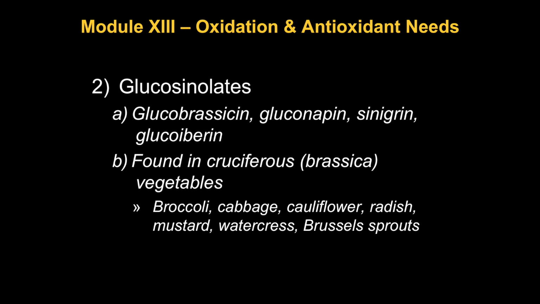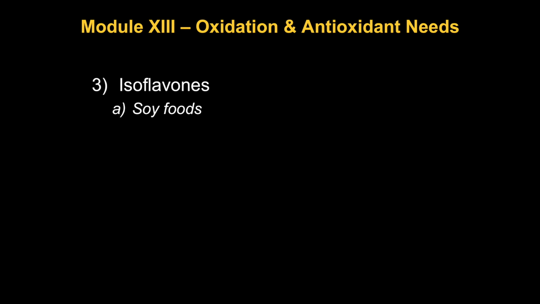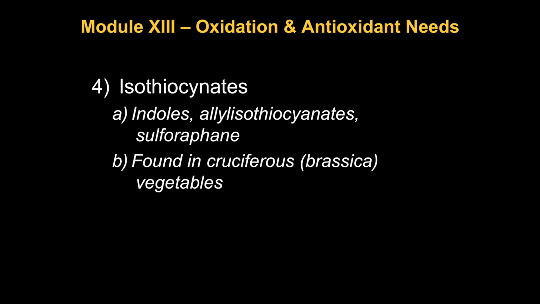We also have glucosinolates, which again are functioning as antioxidants. They're found in cruciferous vegetables, particularly the brassica, like broccoli and cabbage and cauliflower. We have isoflavones, which are found in soy foods, which again are acting as antioxidants. We have the isothiocyanates, which are found in cruciferous vegetables, the brassica group in particular. Again, pigments that can be used as antioxidants.